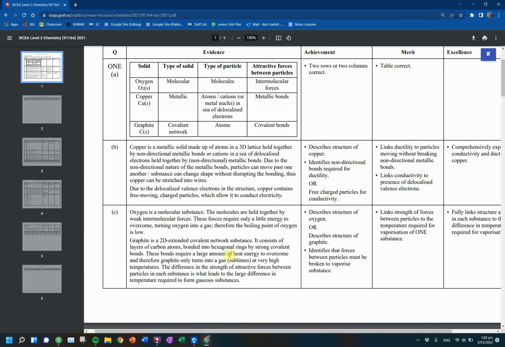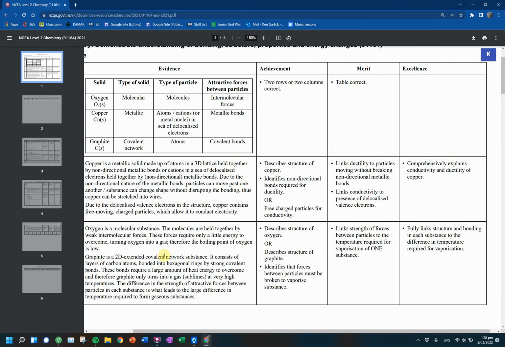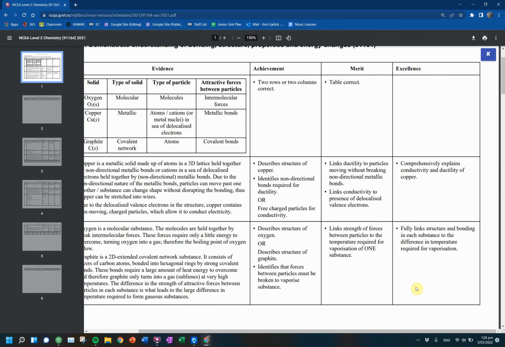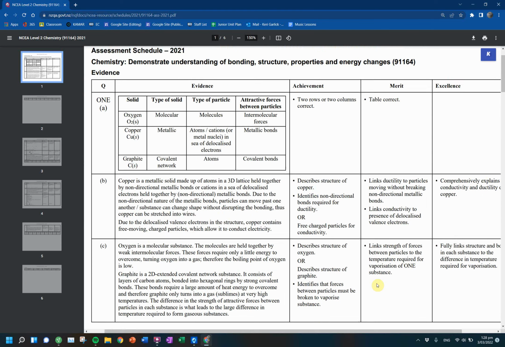In part C, there was the oxygen and the graphite question. Again, you had an "or" option in identifying the forces. It has a similar breakdown with how the excellence and merit points were. The excellence point was if you were able to describe both substances, whereas the merit point was only if you were able to describe one of the substances. So like I said, this is a very generous marking schedule for that.